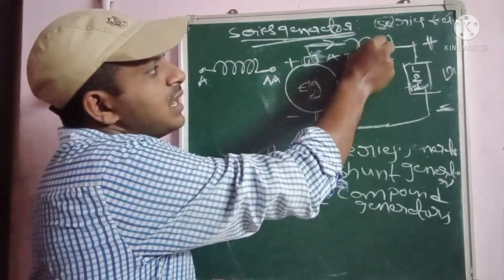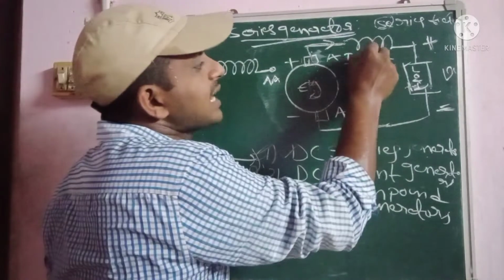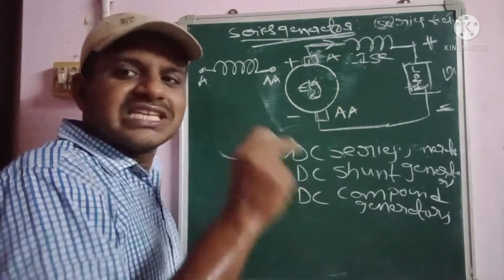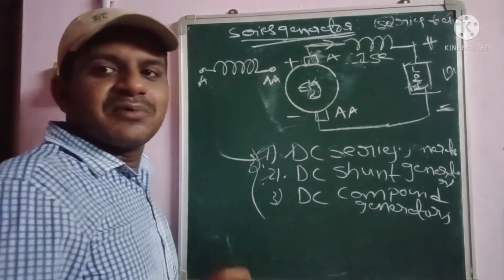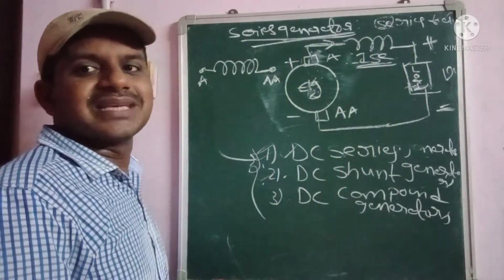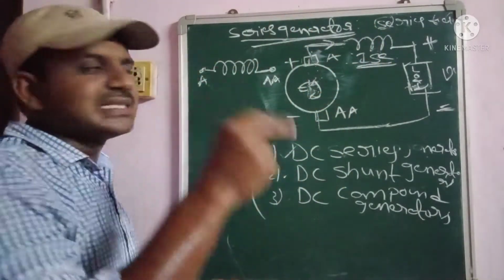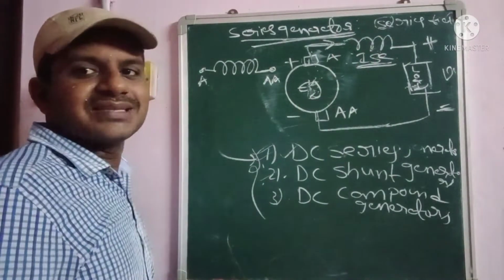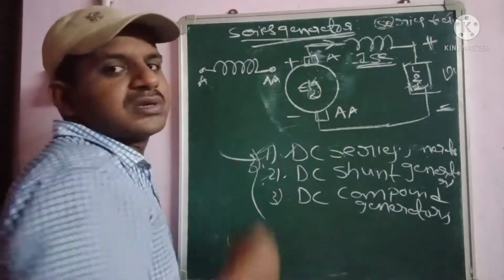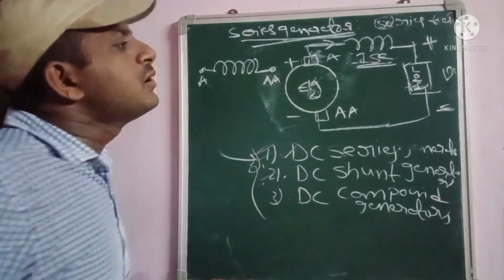Throughout the series field winding, some current will be flowing. That is indicated as I. Then the total current which is flowing through the entire series field winding is given as ISC. I think you understand what I am saying. So the total current flowing through the series field is given as ISC, and finally it goes to the load center.